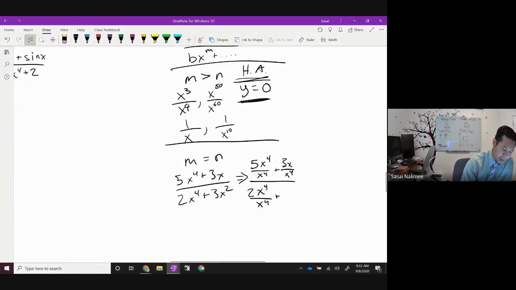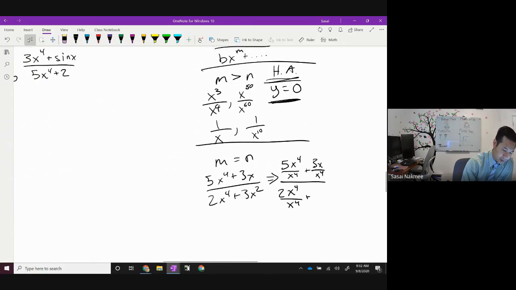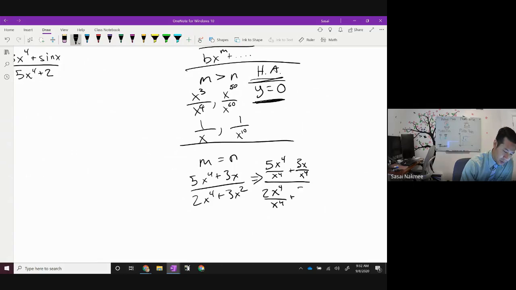Let me scroll that up. I'll put that back on the screen in a second here. And then this will be 3x squared over x to the fourth, right? What essentially is going to happen, right? In the numerator, I'm going to have here 5 plus 3 over x to the third. And in the bottom, I'm going to have here 2 plus 3 over x, right?